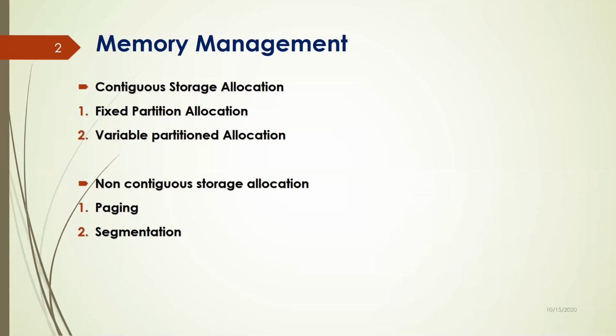Now, next is our non-contiguous storage allocation: paging and segmentation. I can give a simple example for paging. You can take a textbook as a reference. The content of individual pages is clearly defined, meaning the number of lines is clearly defined for all the pages. I'm just giving you a rough idea: 24 to 28 lines will be given for a particular page.